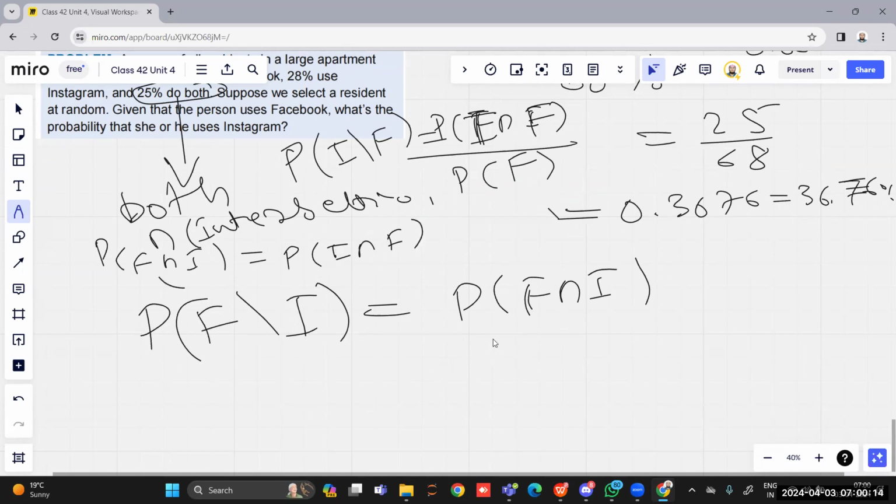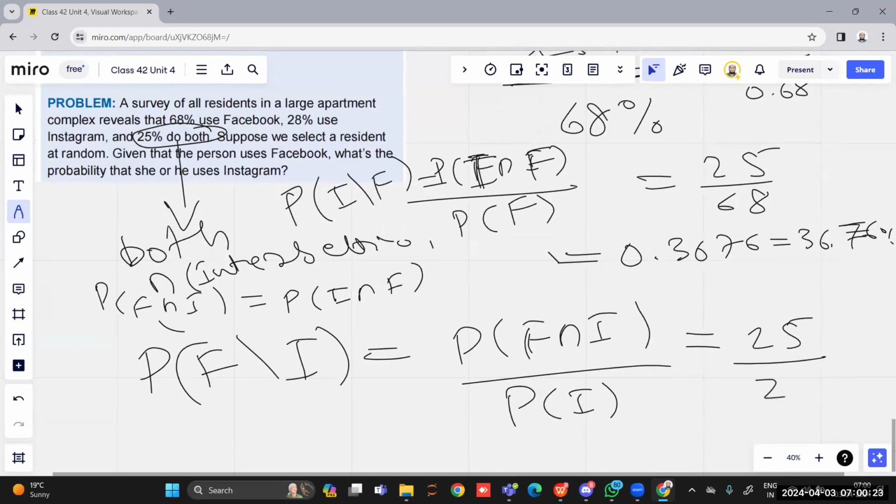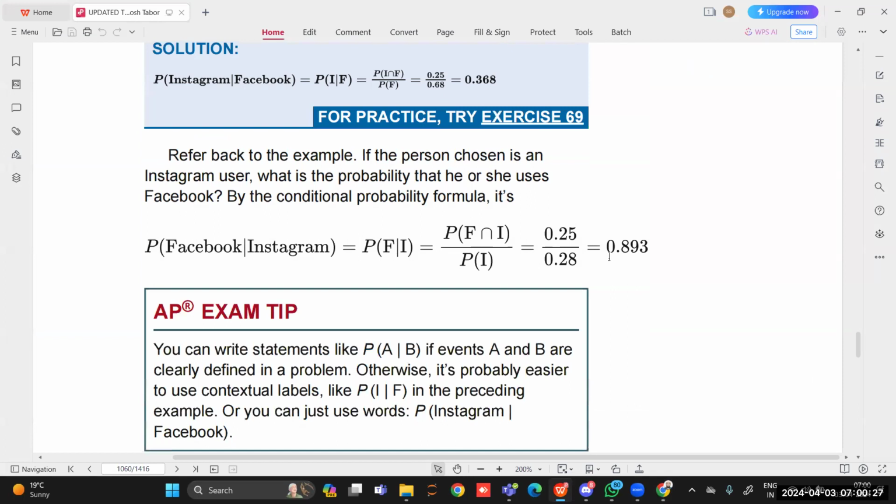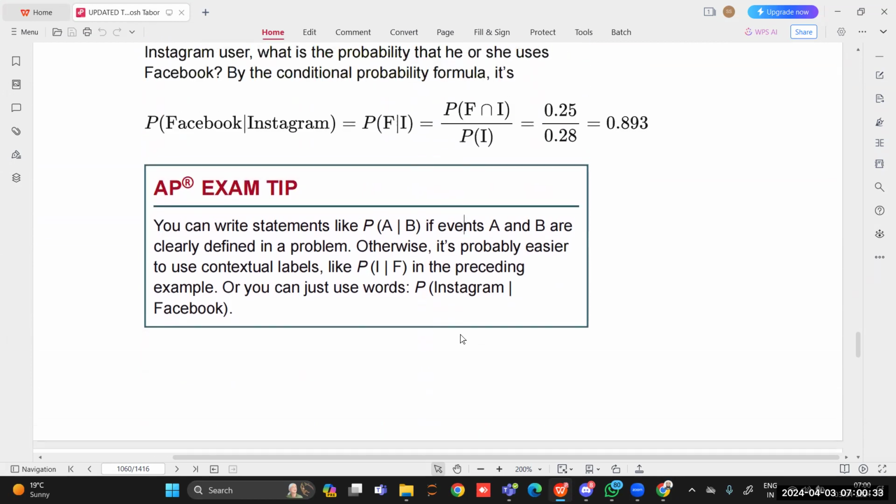You change it, it doesn't change this, but the denominator will change. So it will be 25 upon Instagram, which is how many? It's 28%. So it will be 25 upon 28. Got that? Yes or no? So what is the example giving? You can write a statement like probability of A given B if events are.